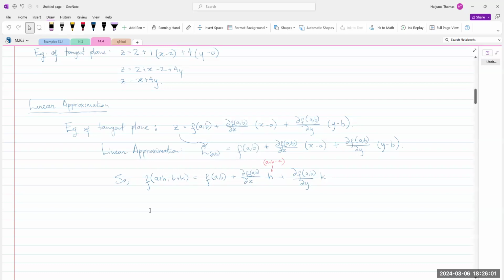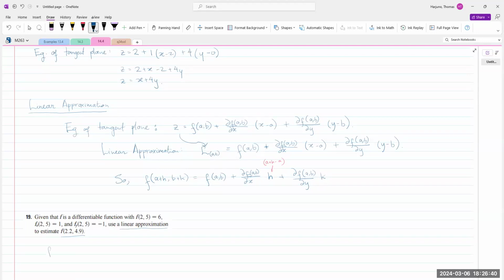Okay, let's do more examples. Let's see. Okay, let me use number 19 from our textbook. Suppose we want to use linear approximation to estimate f(2.2, 4.9).